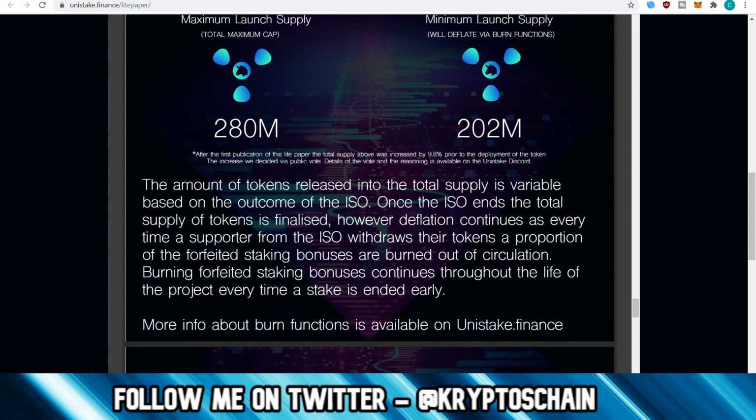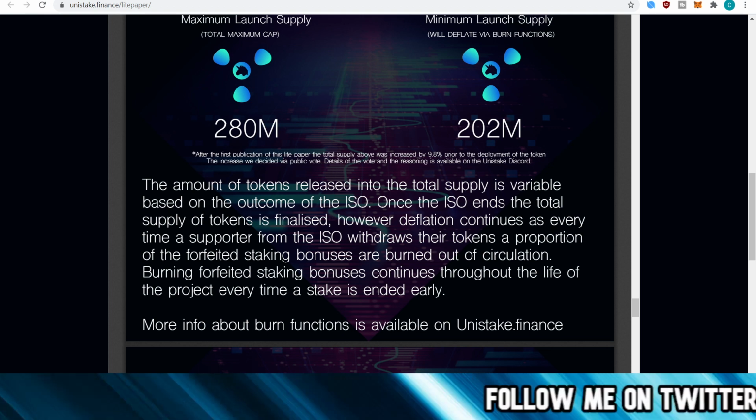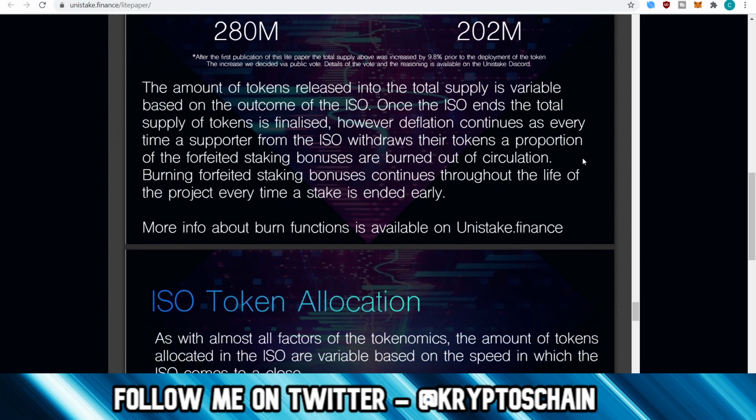And we can see here there is a note saying that after the first publication of this light paper, the total supply above was increased by 9.8% prior to the deployment of the token. The increase was decided via public vote. Details of the vote and the reasoning is available on the Unistake Discord. So you should join their Discord channel there because they seem to be having a lot of communication. They're also on Telegram, but mostly Discord.